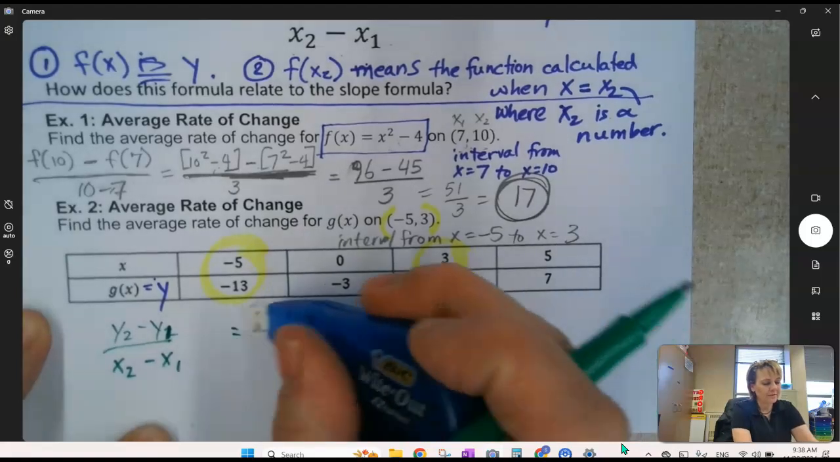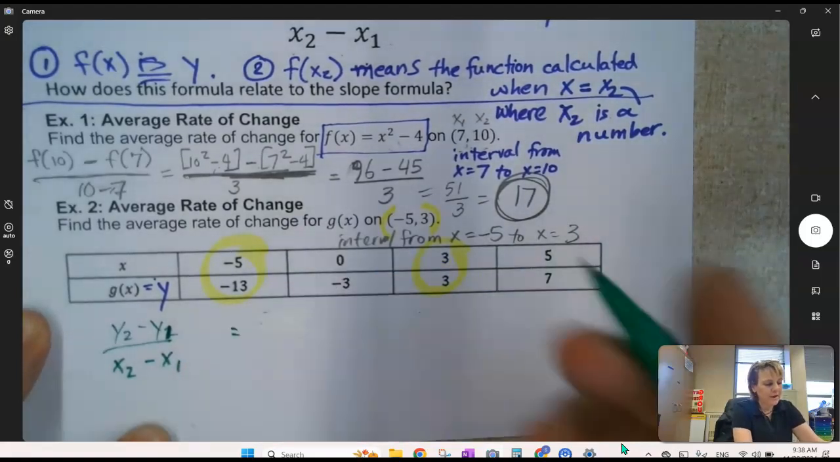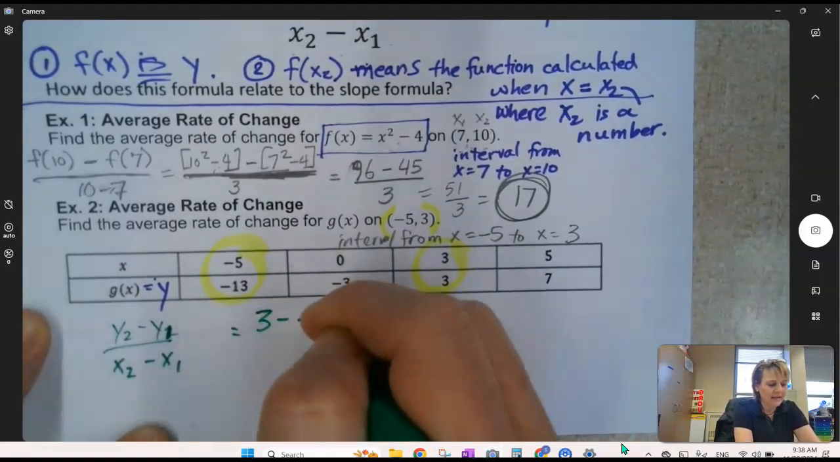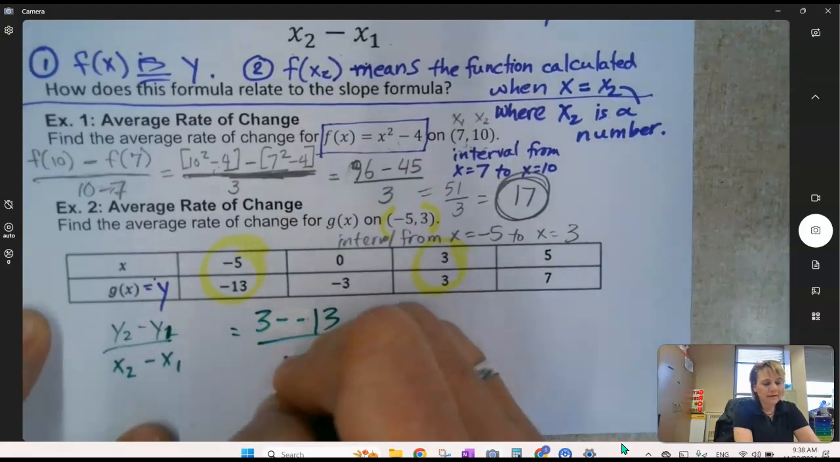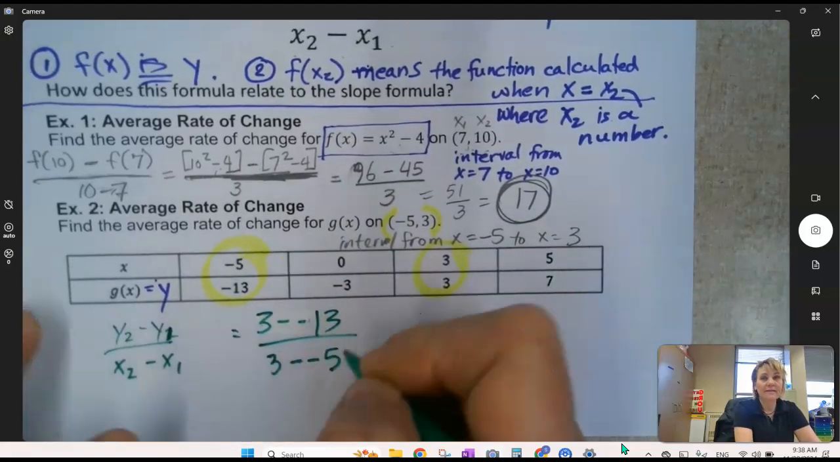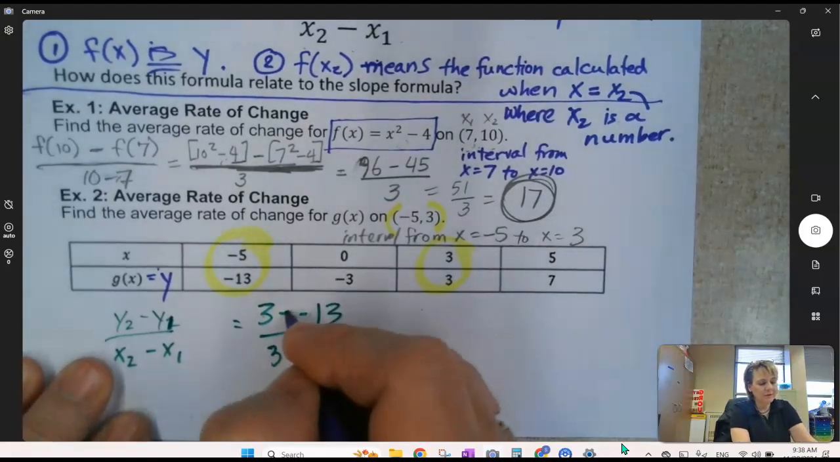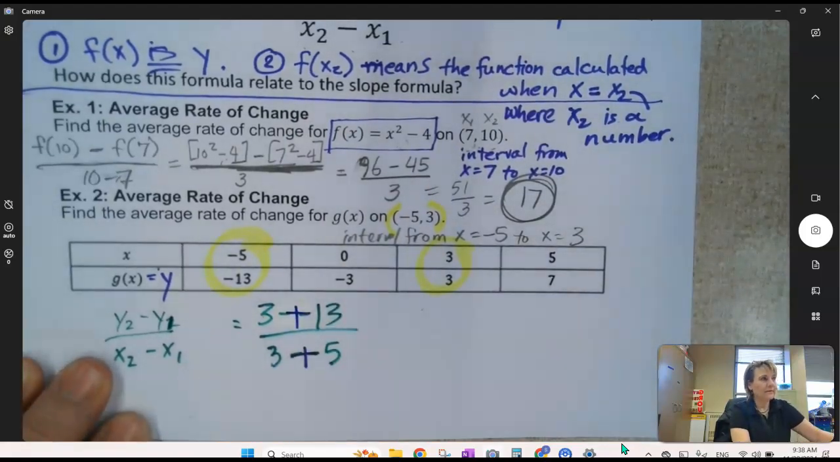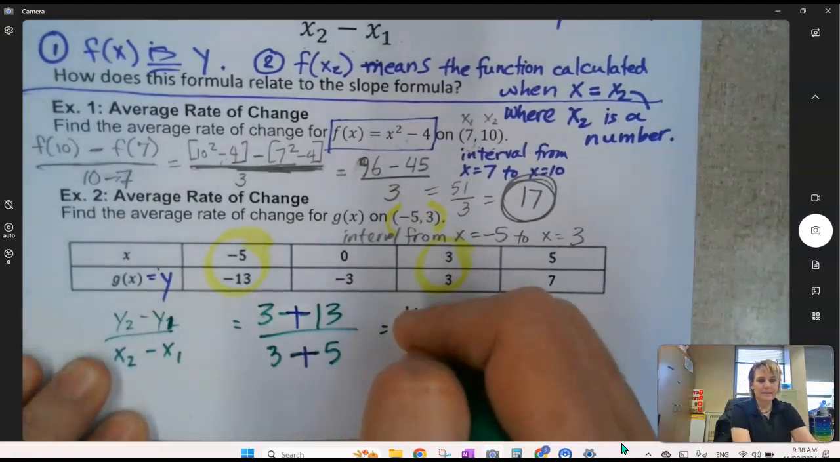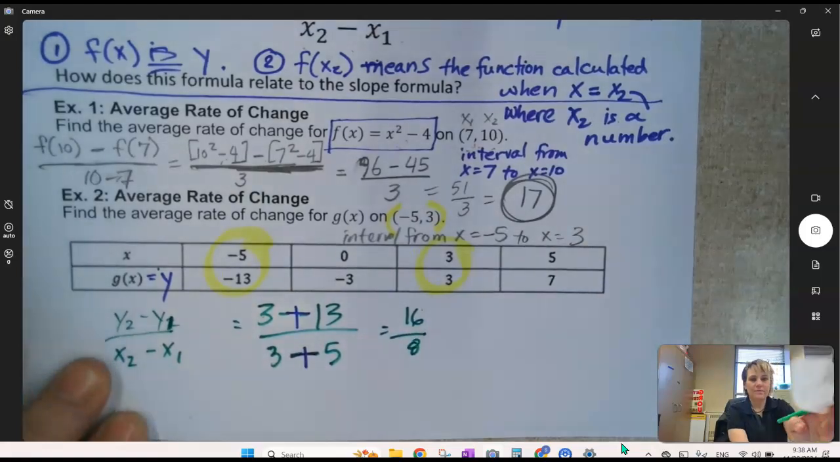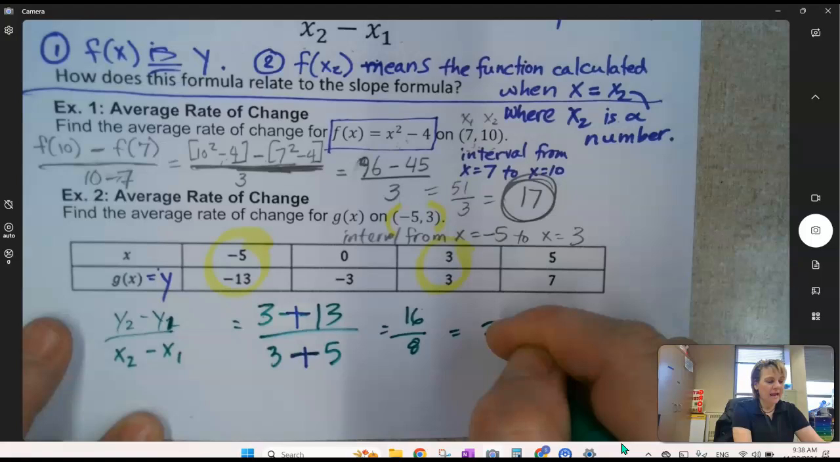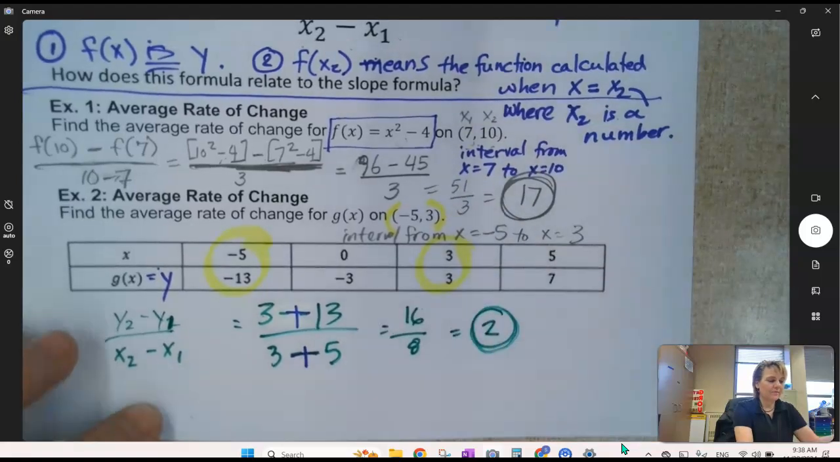Wrong. Don't write that down. Oh yeah, I guess I could have written it down. 3 minus a -5 is what I wanted. This changed to a plus. 16 over 8. Thank you. So we have an average rate of change of 2.